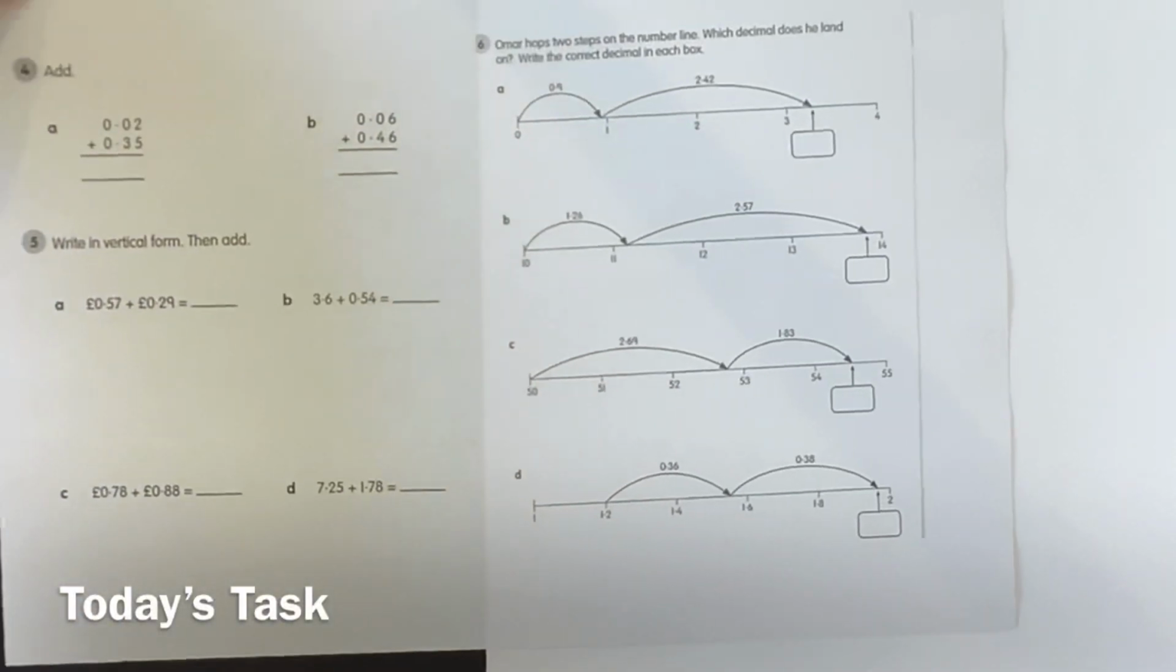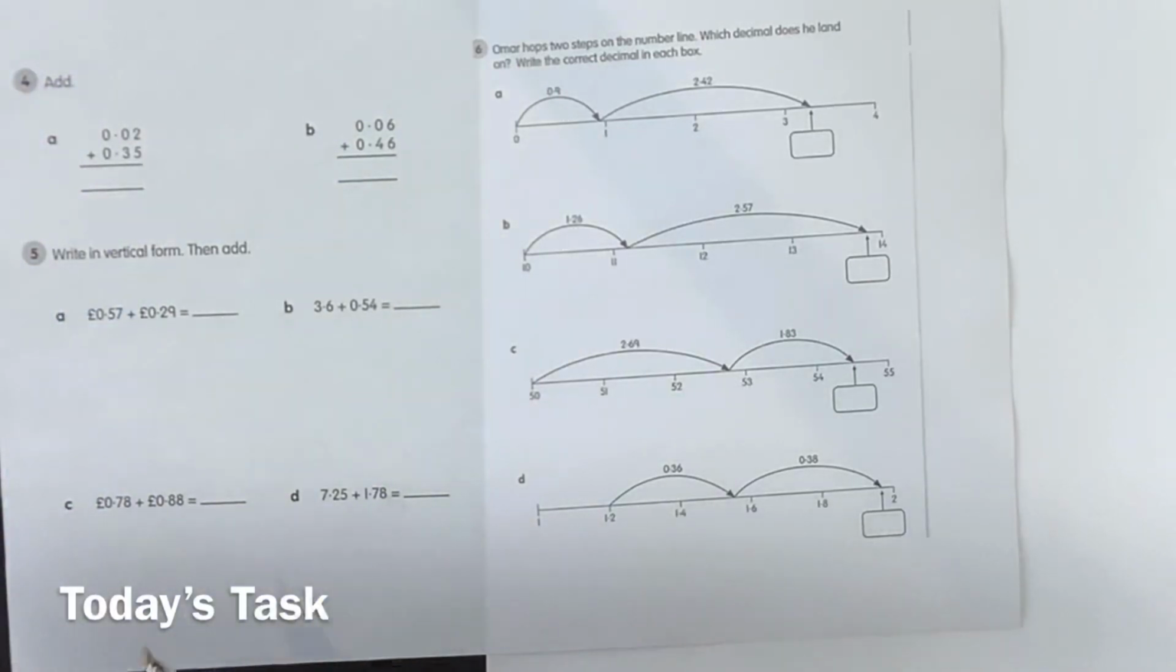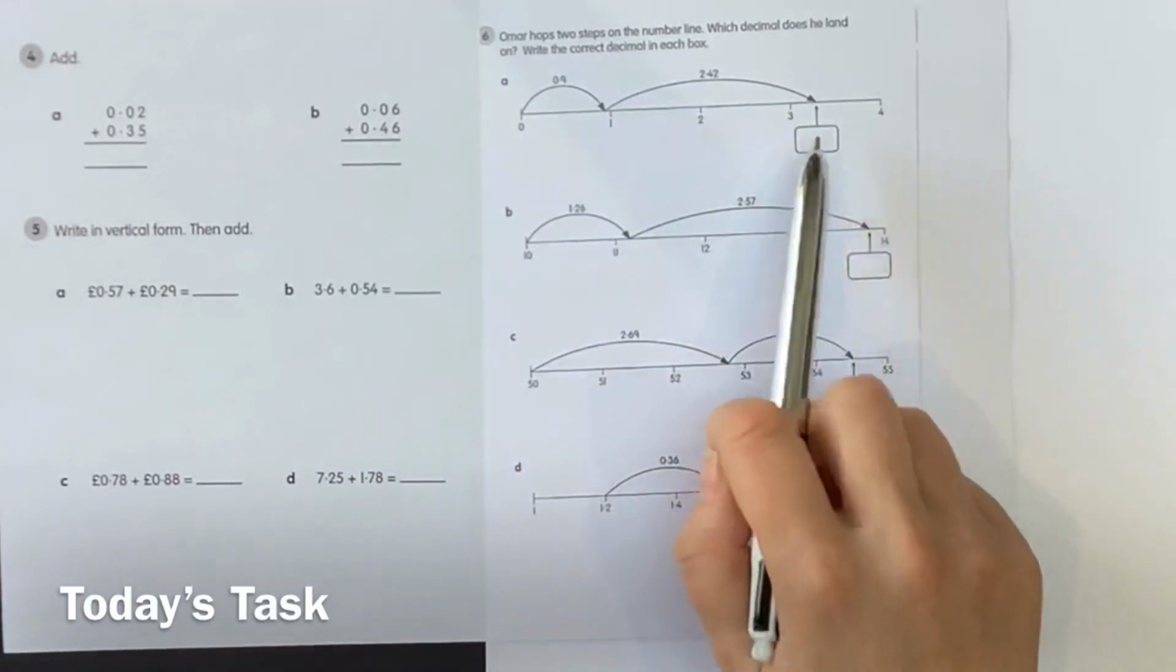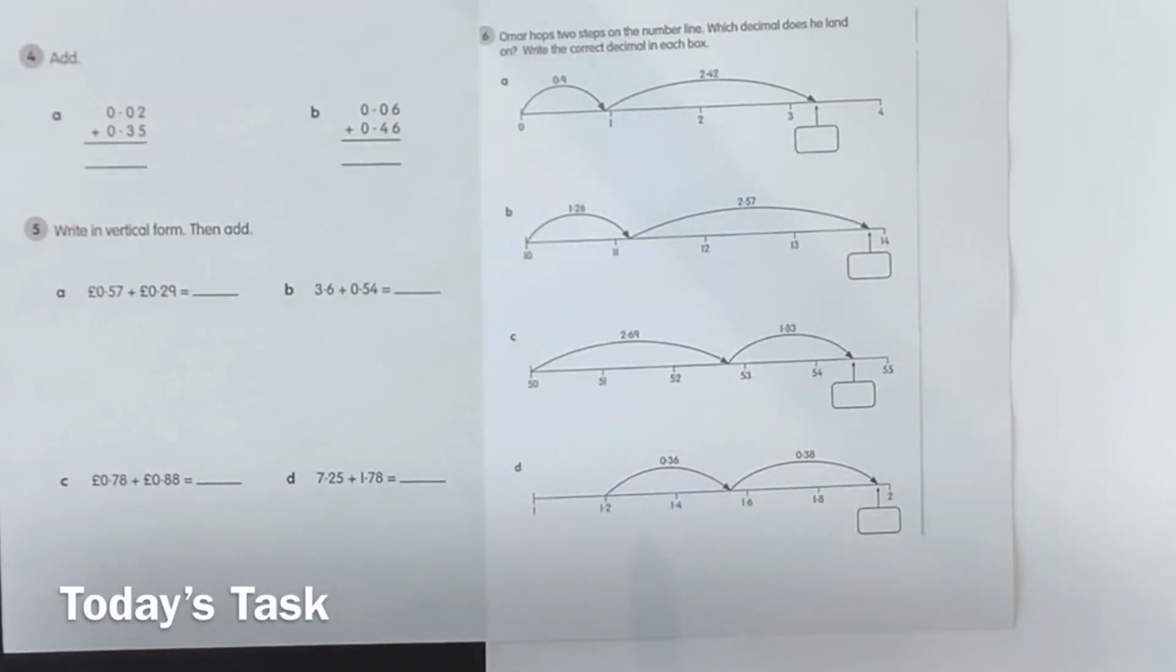And the second page is there for you. So again, exactly the same thing, but just some different ways of looking at it. You've got some number lines here as well. So you can still do the calculation in the same way to work out the answer.